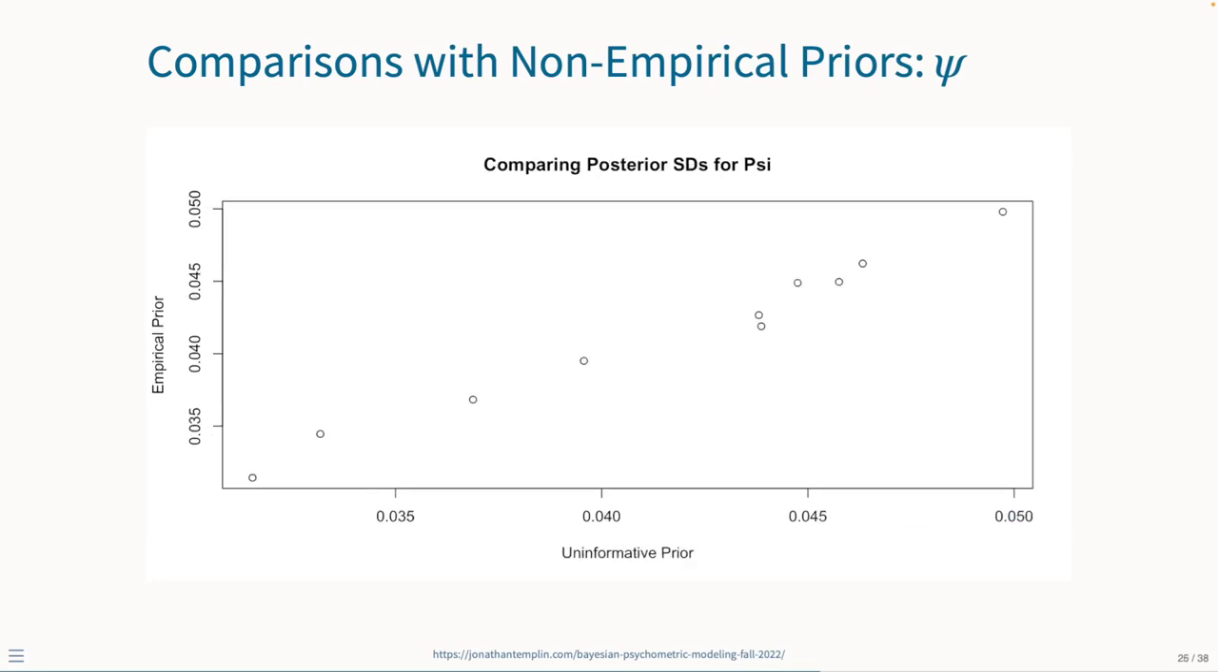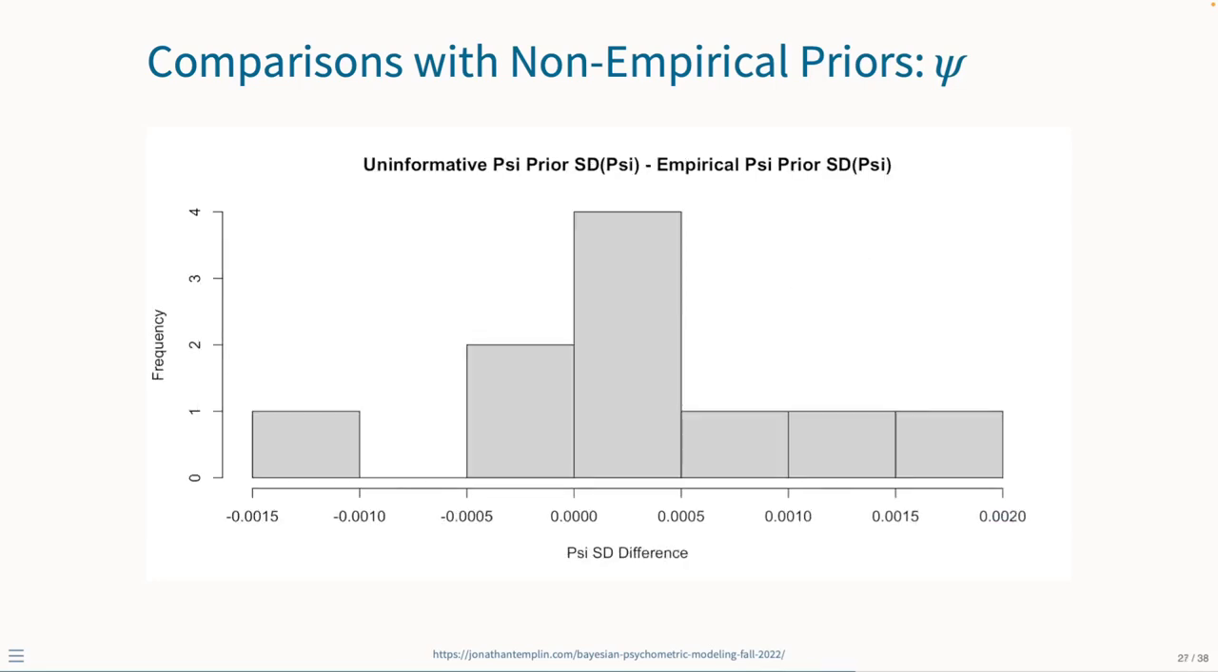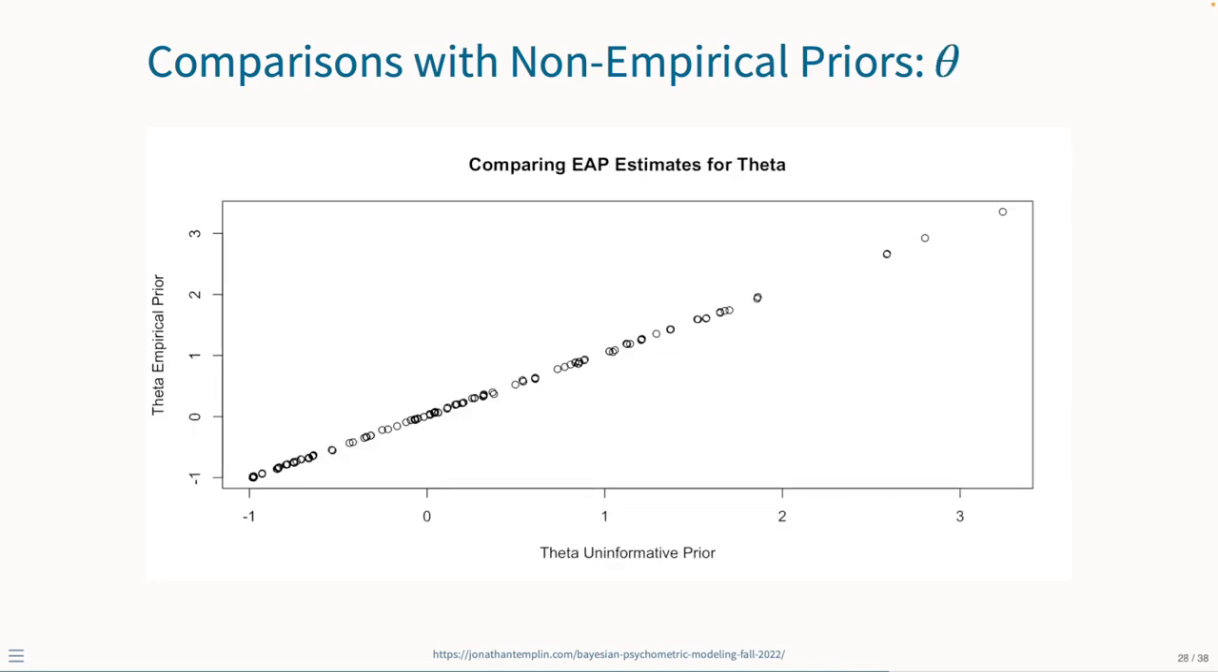And here's our posterior standard deviations. Again, now we're in the thousandths location. So not a big difference. Surprising? How about theta? Theta from one, theta from the other. Roughly the same scale on the axes. I'd say pretty highly correlated.